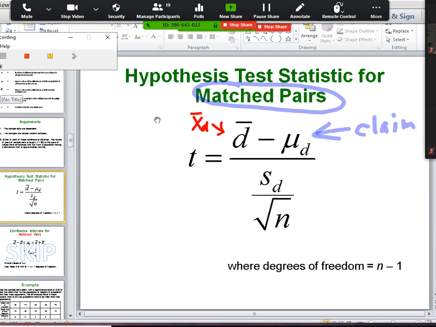Now, here's your test stat. This is exactly the same thing as we had in chapter 8. Your X bar D, your D bar, in other words, your sample mean. You can call it either one, they're the same thing. Minus the mu, minus what you expect to get from your claim, divided by S over square root of N. S of those differences over square root of N.